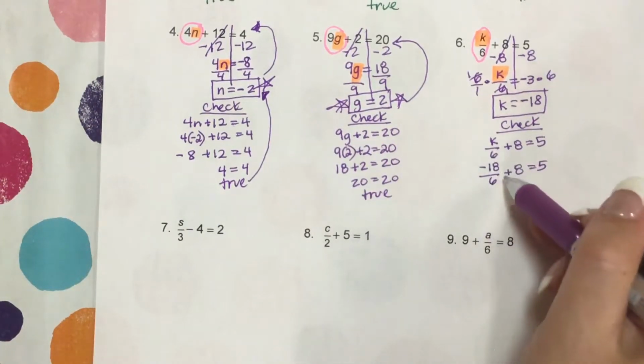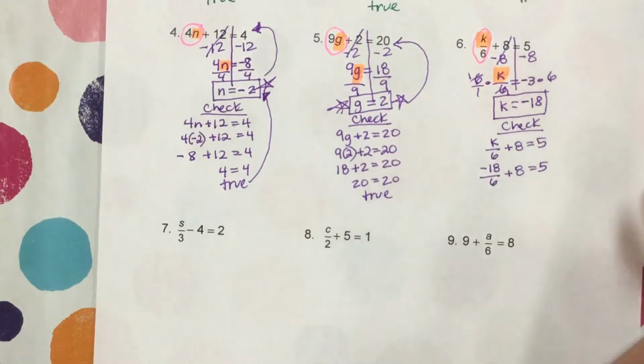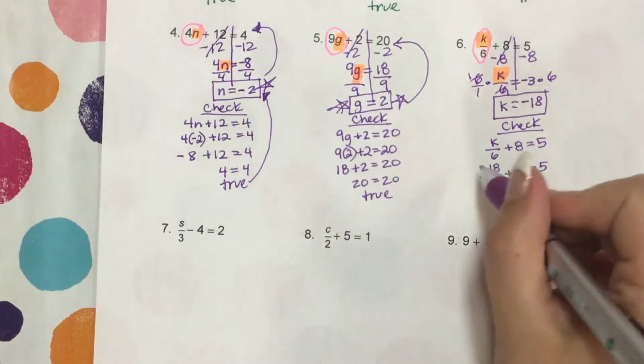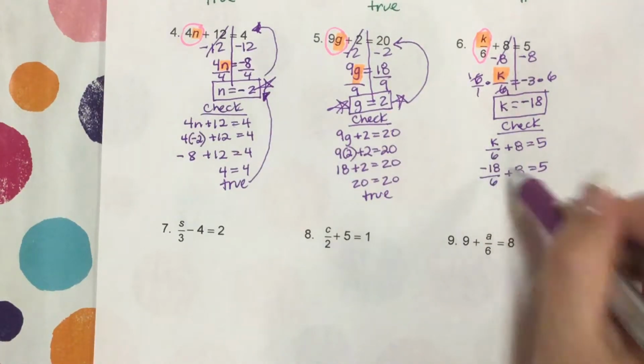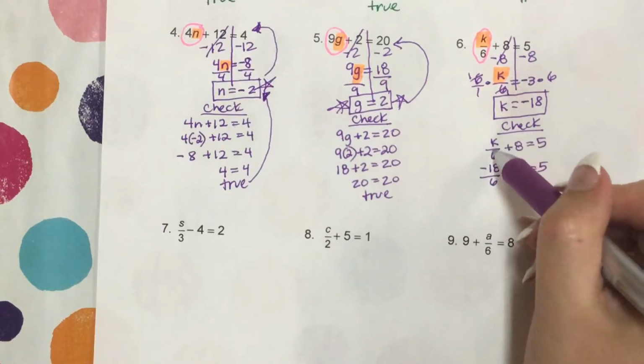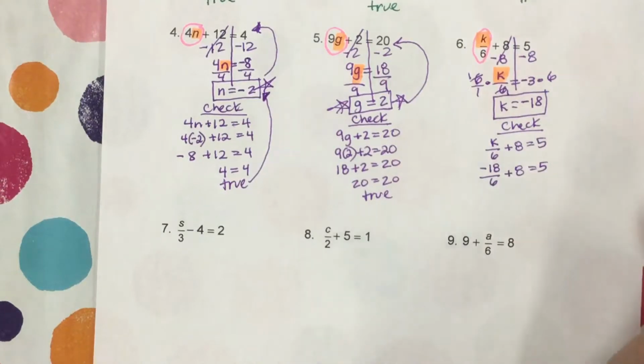It's being divided by 6, but since it's not being multiplied, I can just write negative 18 and it's okay. No one is going to misunderstand that I'm trying to do something weird with that. So this is just k divided by 6. This is negative 18 divided by 6. It's transmitting the same message here.